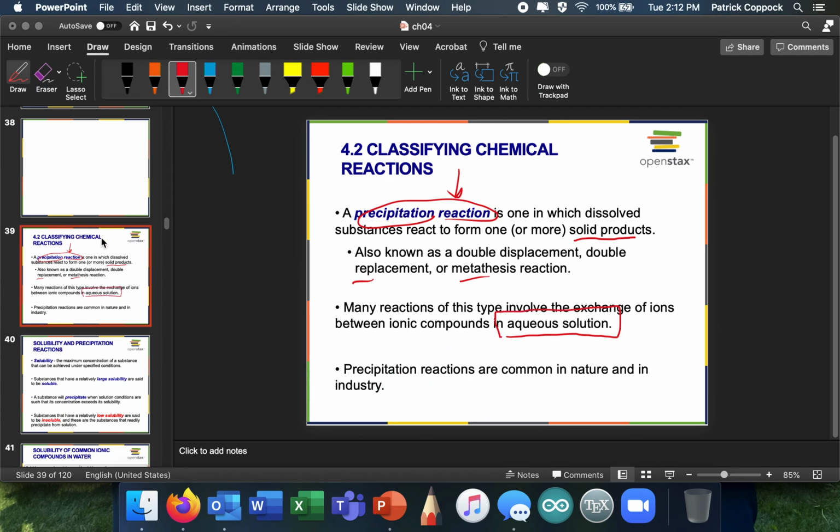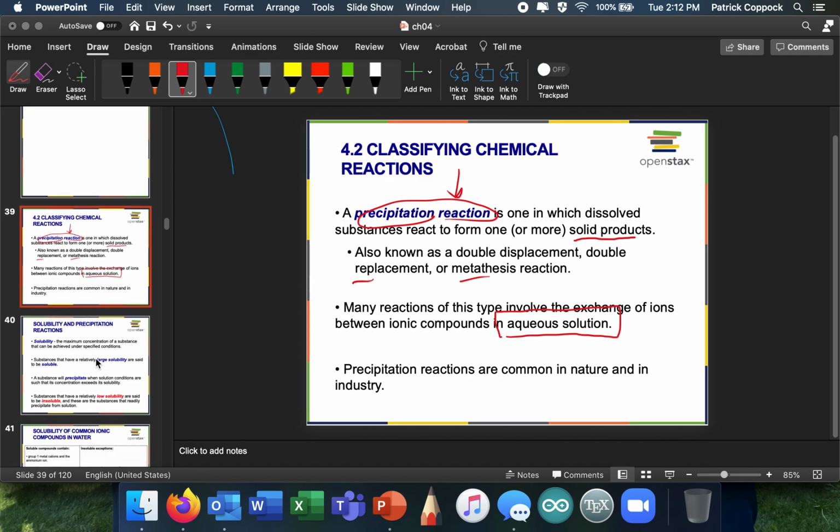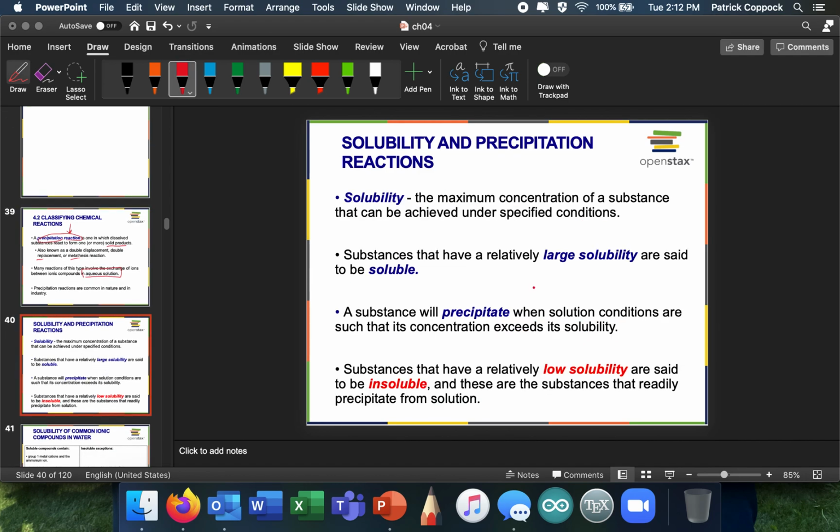Precipitation reactions are common in nature and industry, and they are going to be set against the backdrop of something called solubility. Solubility is the maximum concentration of a substance that can be achieved under specific conditions. That is, how soluble is something? Substances that have a relatively large solubility, if it's a lot, then we say it's soluble. If it's not a lot, we say it's insoluble.